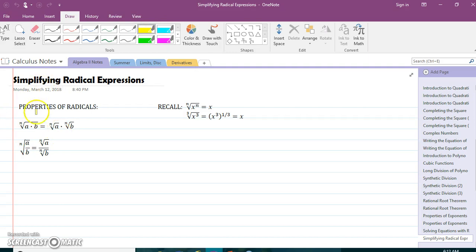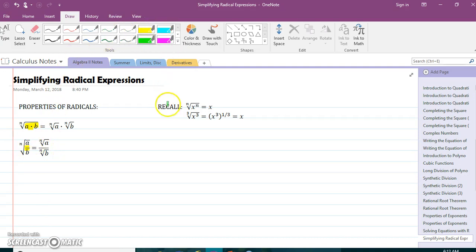If you have different things multiplied under a radical, you can separate them and they each get their own radical, and you're going to multiply all the terms. This only works if you have multiplication, not addition. Similarly, if you have two things that are divided, they each get their own radical when they're divided.